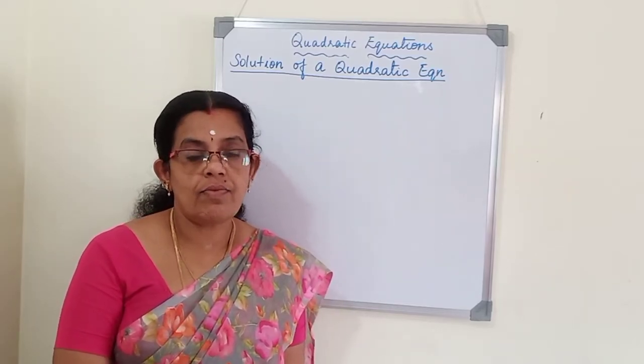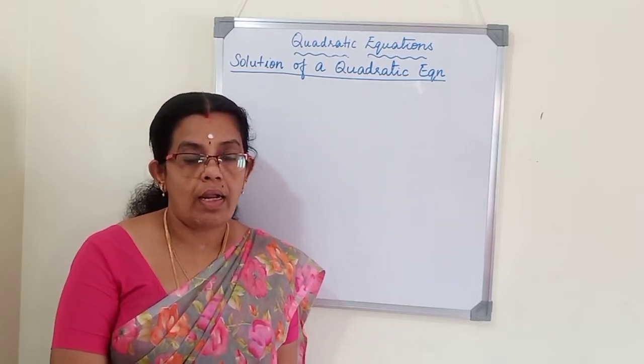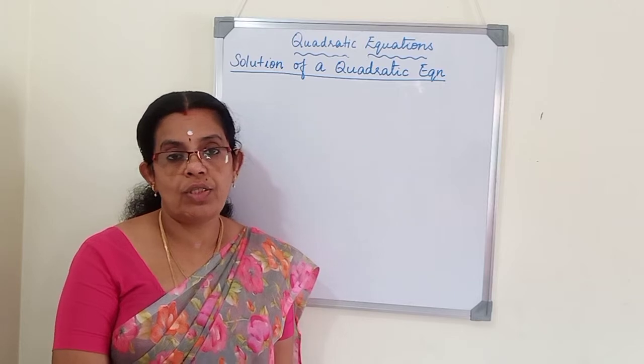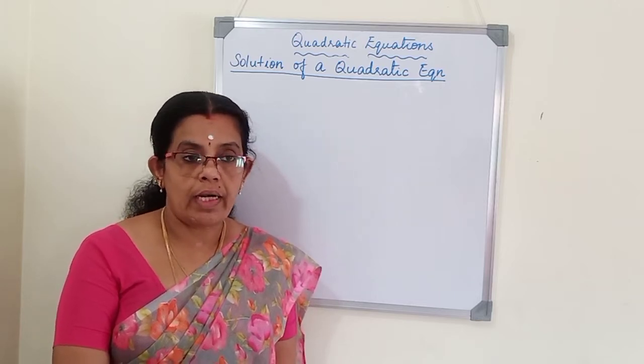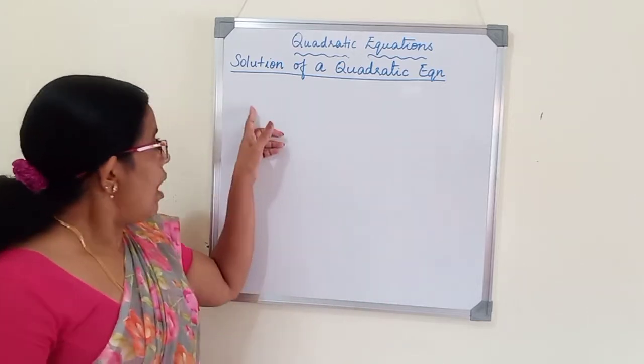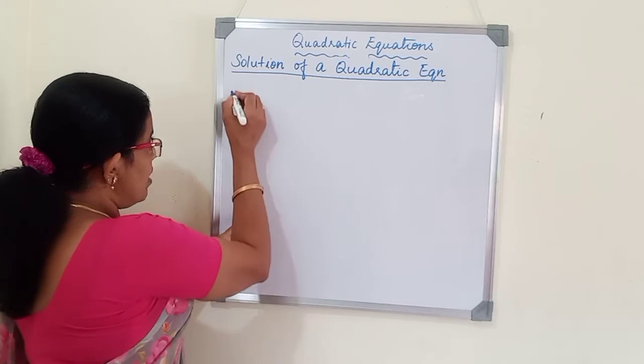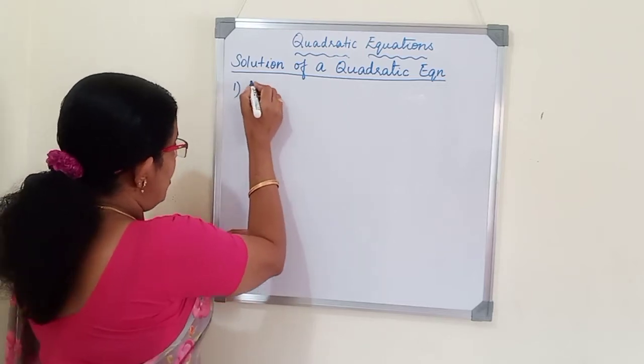In the last class we discussed the general form of a quadratic equation and how to represent different situations in the form of a quadratic equation. Today we will start the next topic, that is how to find the solution of a quadratic equation. There are three methods to find the solution of a quadratic equation.